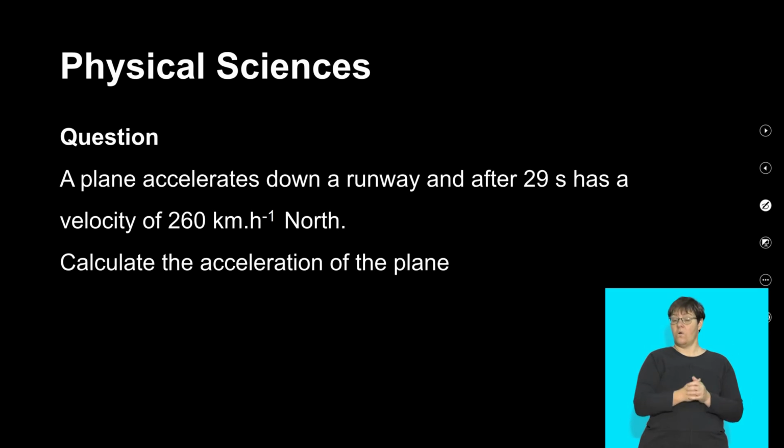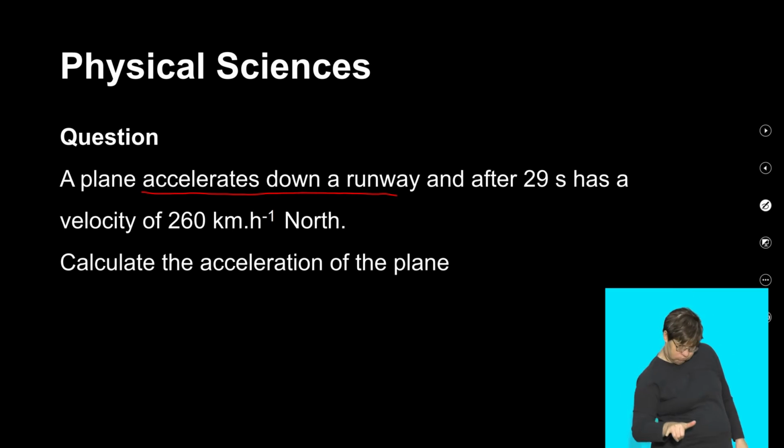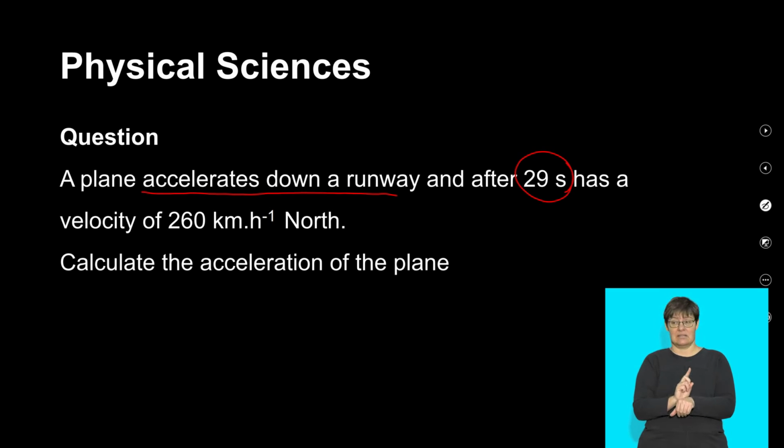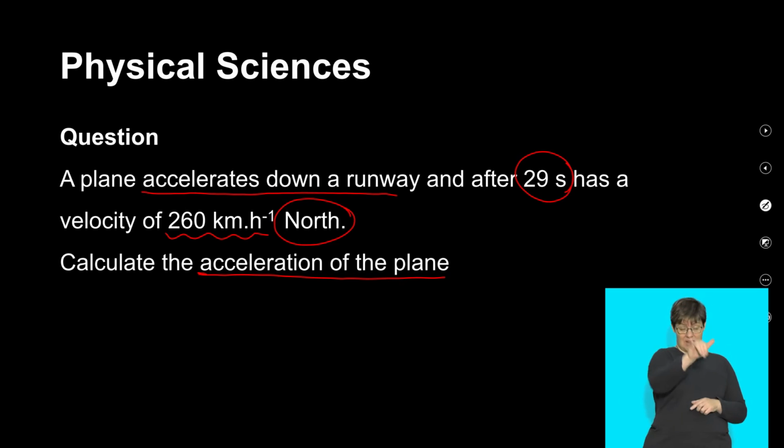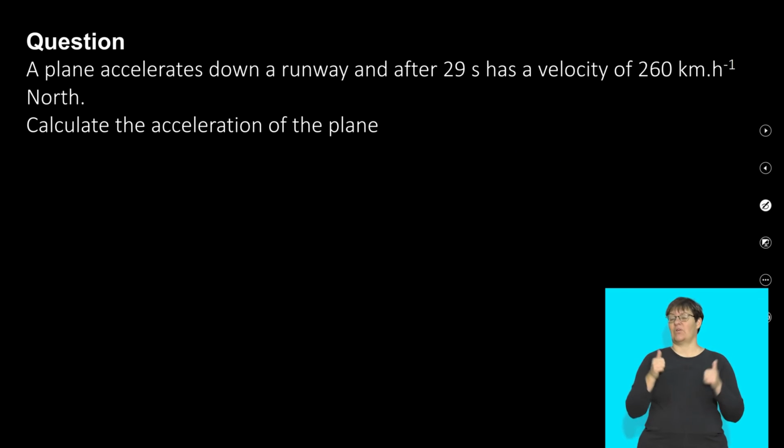Ooh, a plane accelerates down a runway. Okay, so it's accelerating down a runway, and after 29 seconds has a velocity of 260 kilometers per hour north. Yay, we've got a direction. Calculate the acceleration of the plane. All right, good question. We know time.